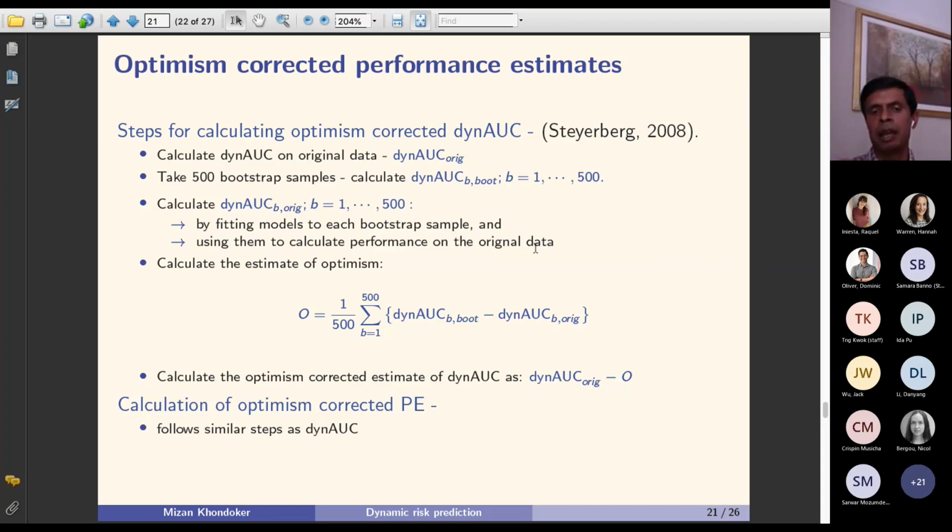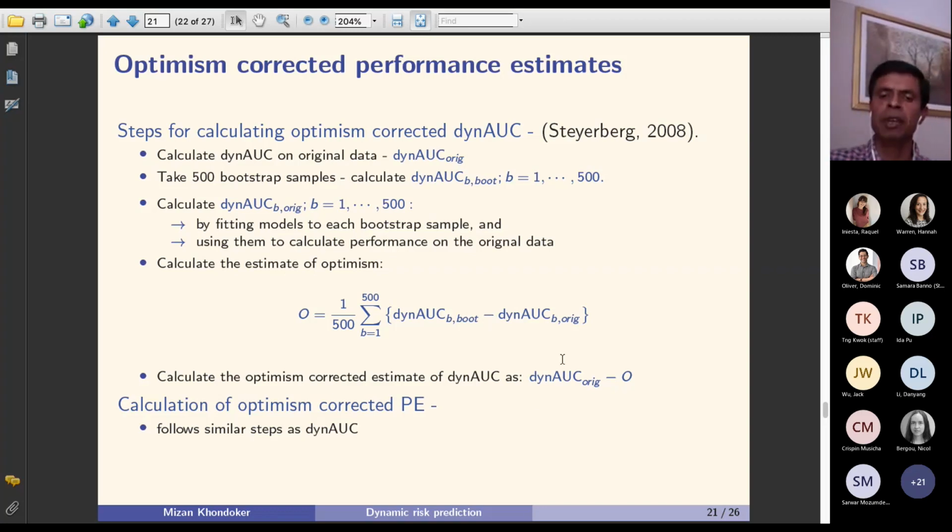So this gives an amount of optimism. So dynamic AUC bootstrap: on the same data, this is optimistic performance. And this is not optimistic because you are using different data, fitting the model on the bootstrap sample but evaluating performance on the original data. You take the average of this difference, which gives a measure of optimism, and you take away that optimism from the original dynamic AUC. This is how you calculate the optimism corrected measure of performance.